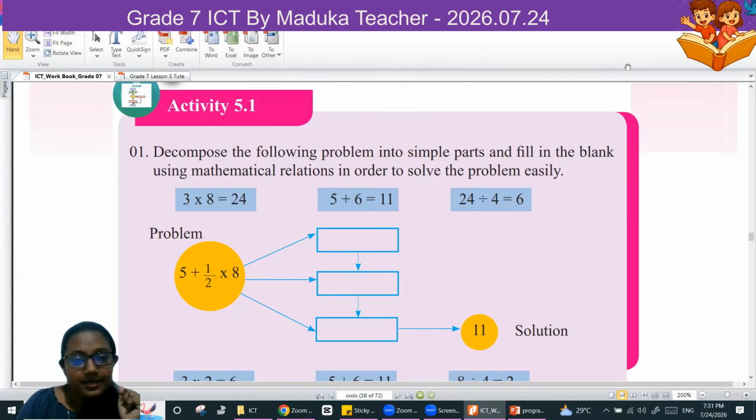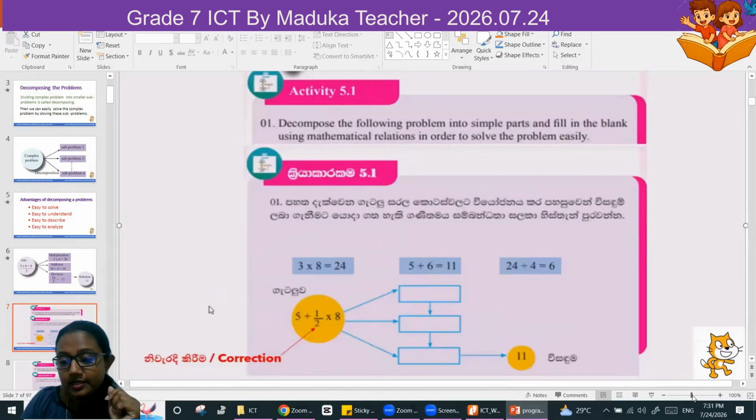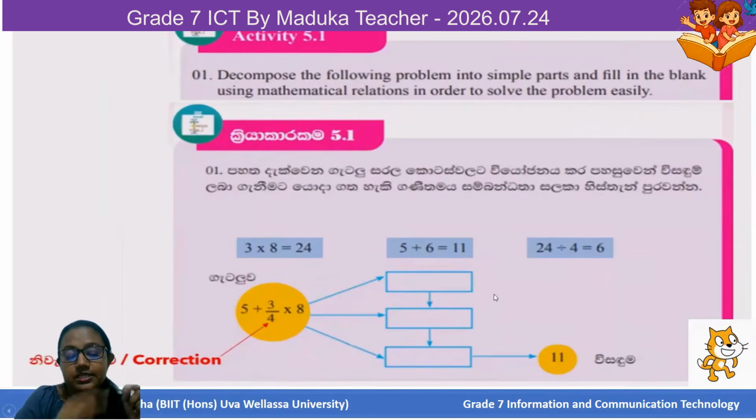But there is a printing mistake. 5 plus 1 upon 2 multiplied by 8. So you have to correct it in this way. You have to use 3 by 4. Make it correct in your textbook and do the first question. Do the first question quickly.